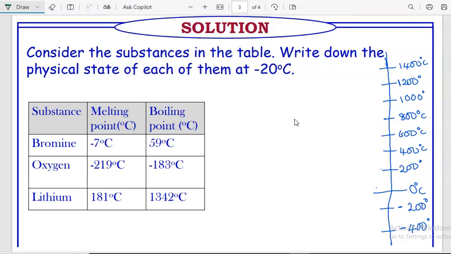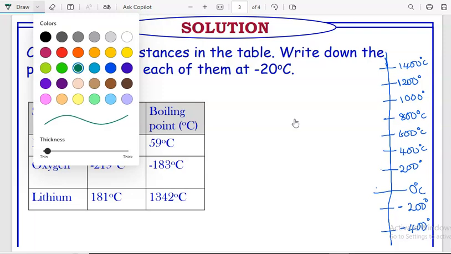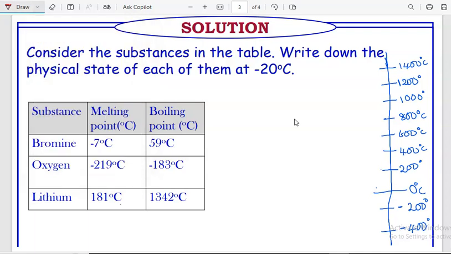I have my temperature scale drawn already. So let's look at the melting point of lithium. The melting point is 181 degrees Celsius. So let's locate 181 degrees Celsius. This is 0 degrees Celsius. This is 200. This is 400. So 181 will be around here. Assume this place is 181 degrees Celsius. So at this temperature, lithium melts. So the melting point of lithium is 181 degrees Celsius.